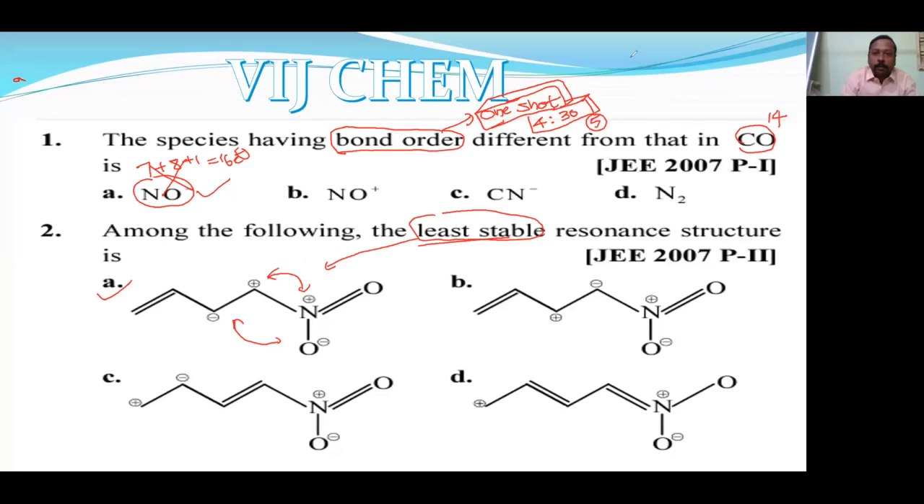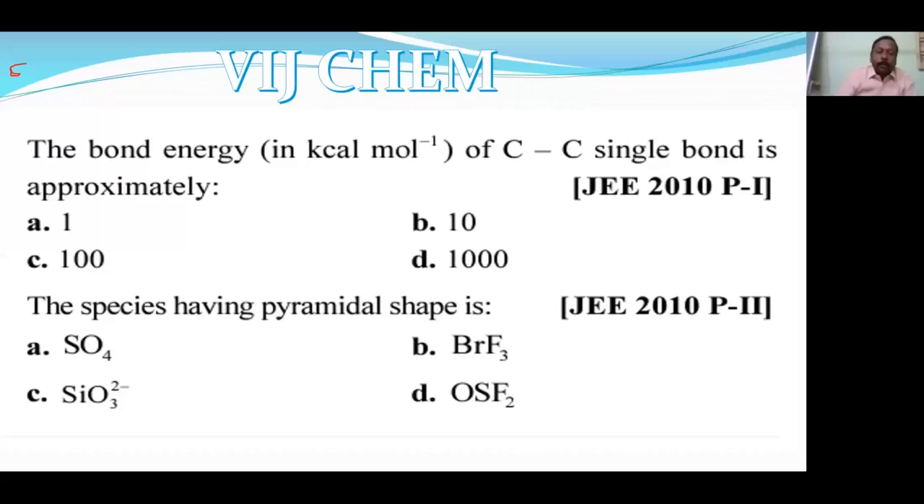Now let's start with the next question. This is memory based, but it is not an exact value you should remember. At least you should have, see here, kilocalorie. People generally give values in kilojoules, but the question is about kilocalorie and it will be approximately 100. So in the 2010 Advanced exam, they used to give some memory based approximate values also. So option C is correct. Now let's see the next question.